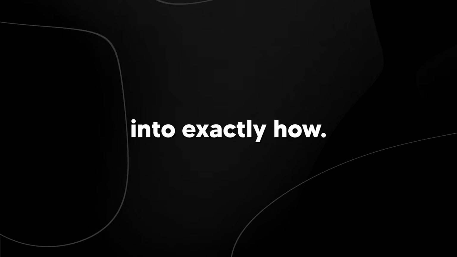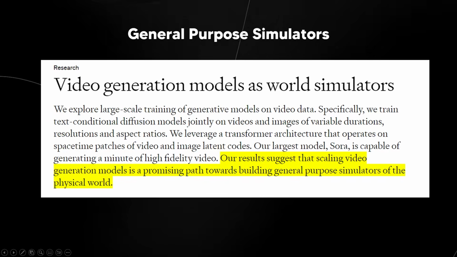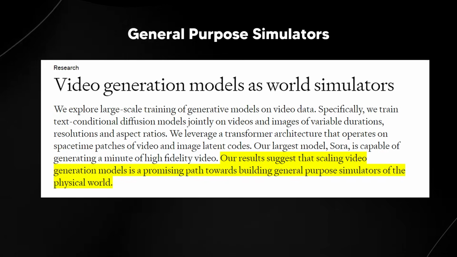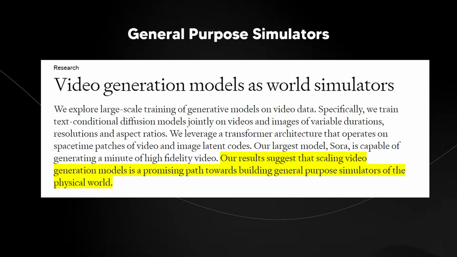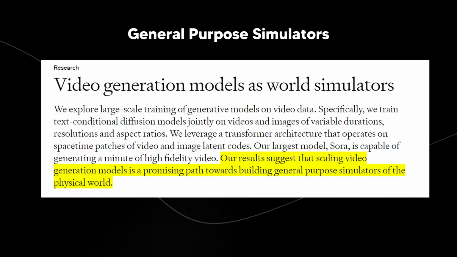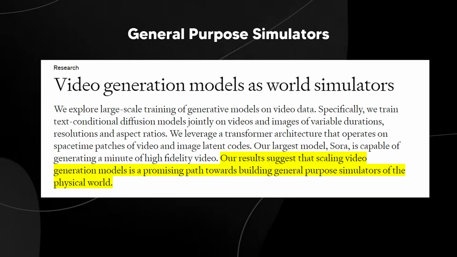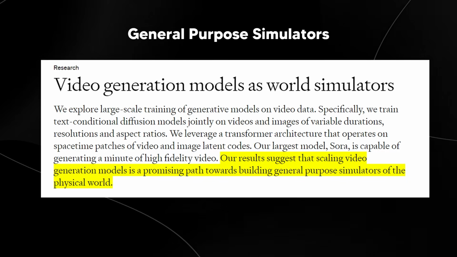So let's dive into exactly how this is going to lead to AGI and this recent breakthrough in Sora that led to that. One of the first things that we did see from Sora was this. They stated that video generation models are world simulators. So we explore large-scale training of generative models on video data.